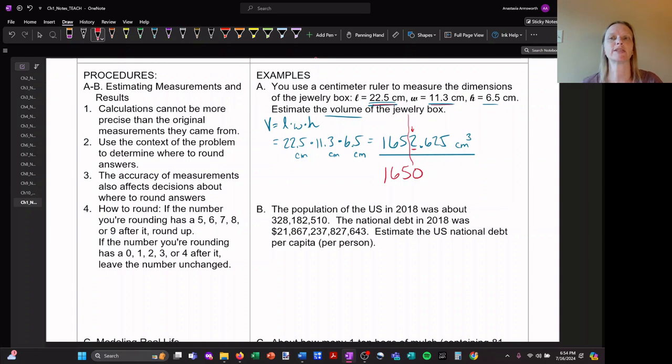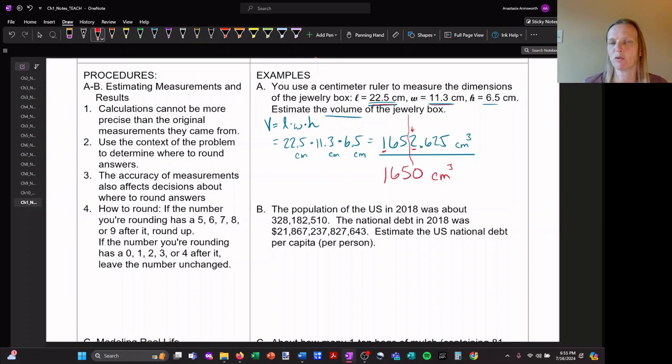I don't say 165. This one is in the thousands place. I need to fill in with zeros to keep that one in the thousands place. So 1,650 cubic centimeters would be a good answer. Sometimes it's more appropriate to match the number of decimal places.